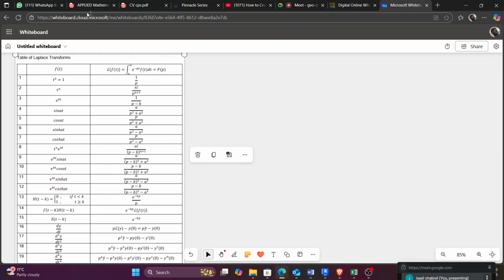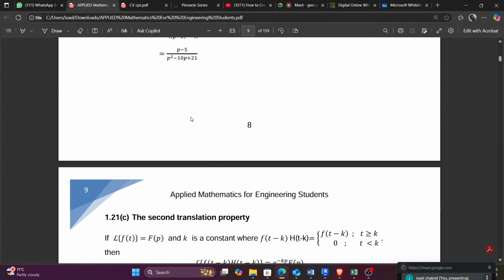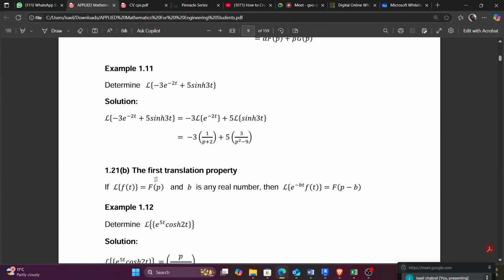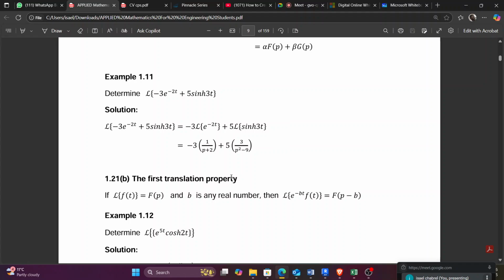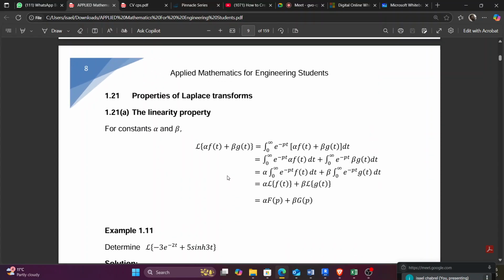So what is the first thing that we'll be doing tonight? It is called the first translation property. That's the first thing that we'll be doing tonight.